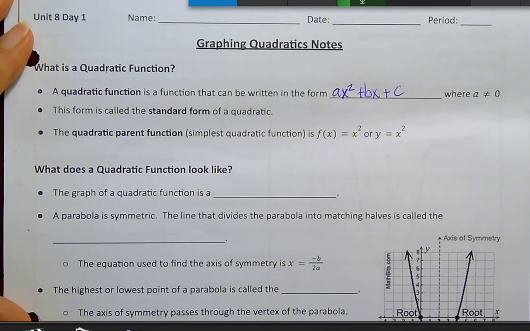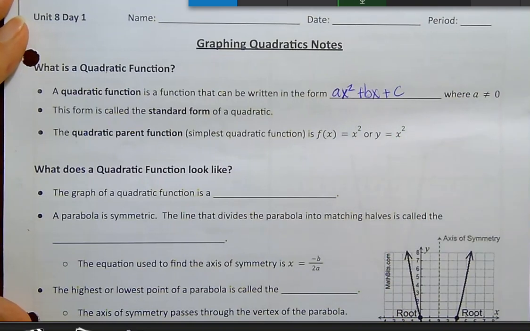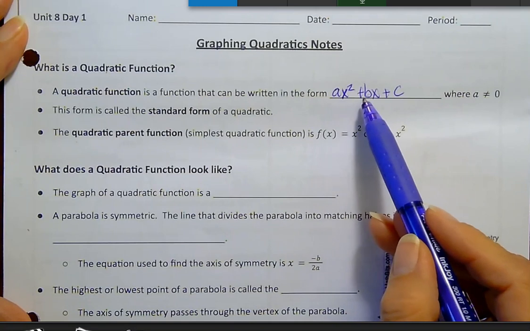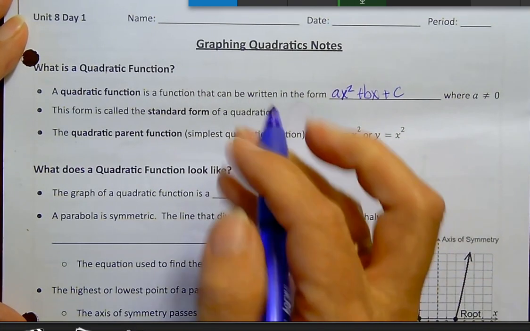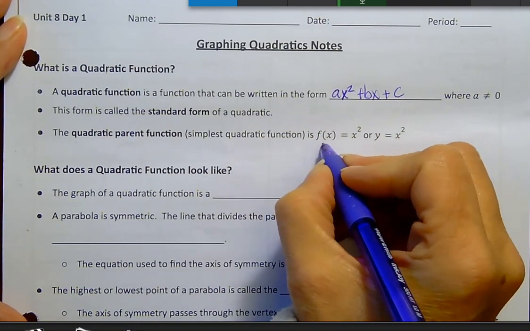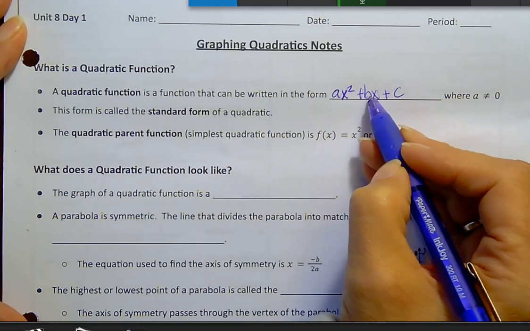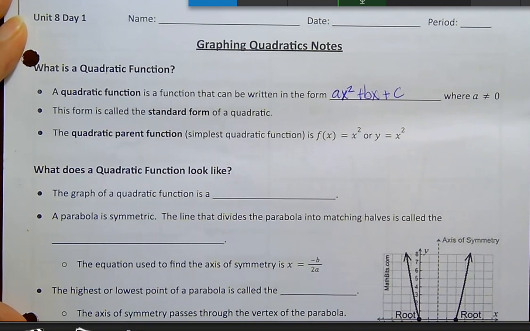All right, so if this is our standard form of a quadratic function, we could think about the simplest way to look at a quadratic function. We call that the quadratic parent function. Remember, a has to not be 0, it has to be some number. But b and c could be 0, and it would still be a quadratic function. So our simplest would be f of x equals x squared. In this case, a is 1, and b and c are both 0. We can say f of x equals x squared, or we can say y equals x squared.